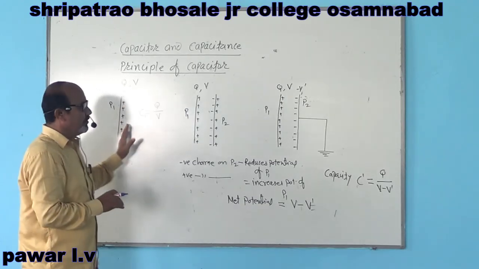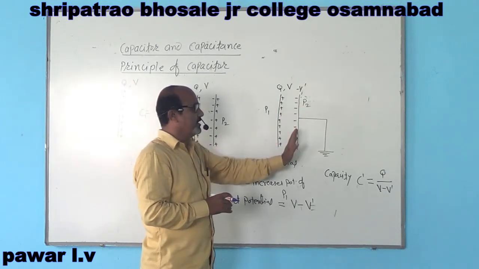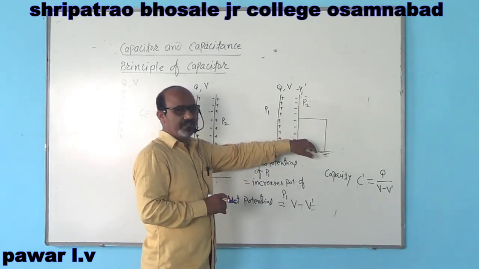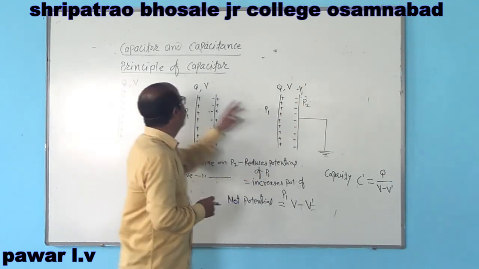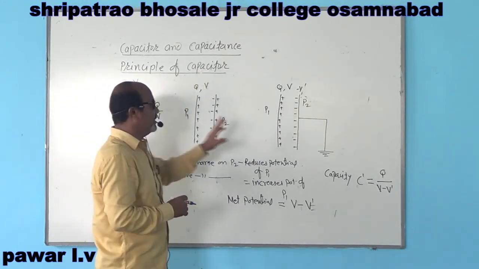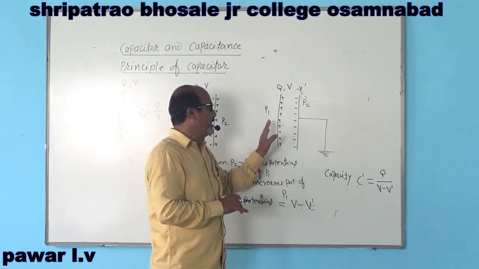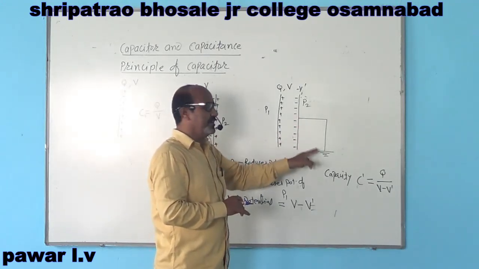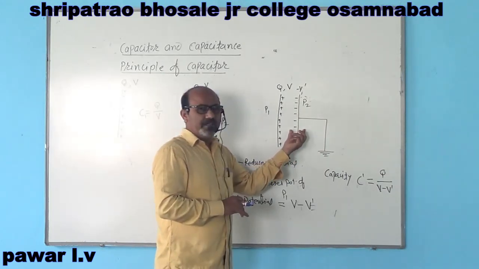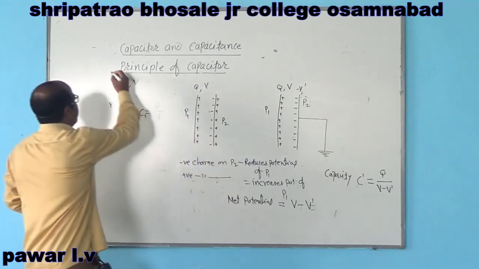How is it increased? By a simple arrangement. By keeping another earth connected conductor near it. And this is the principle of capacitor. Capacity of a conductor to store electric charge can be increased by keeping another earth connected metal plate or conductor near it. This is the principle of capacitor.